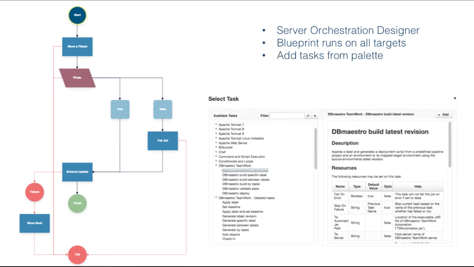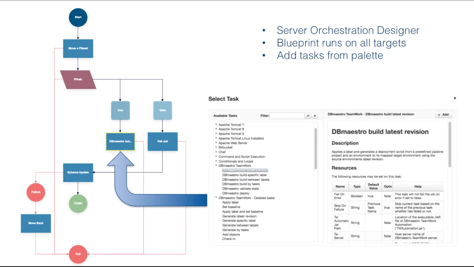We can add tasks to this by selecting from a palette of tasks, and the tasks that we have available we can see here in this list, some of which will depend on which plugins we have in store. We also have on the right hand side some help about all of the fields of this task and a general overview and description. And we can just easily add a task into the orchestration designer wherever we want it.